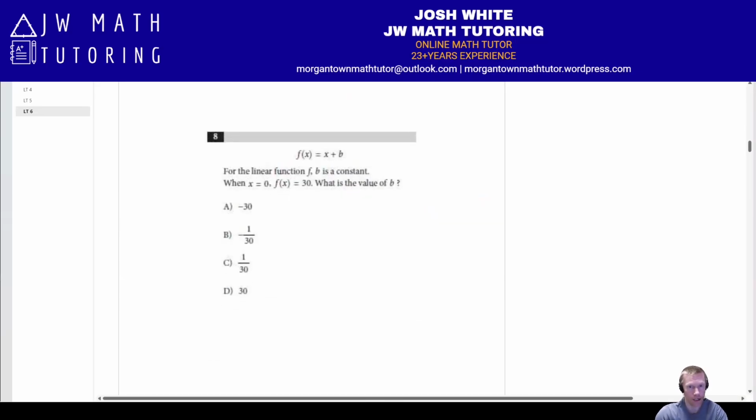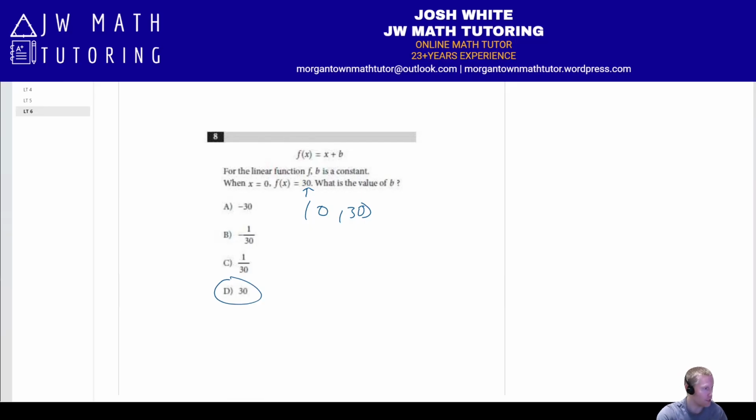Next up, number 8. Here we have a linear function. They tell you that when x is 0, f of x, i.e. y, is 30. So that means this function goes through the point (0, 30). What's the value of b? Well, b is the y-intercept, which you should know is the y value when x is equal to 0. So they literally just gave this to us right here. The correct answer for this is D.